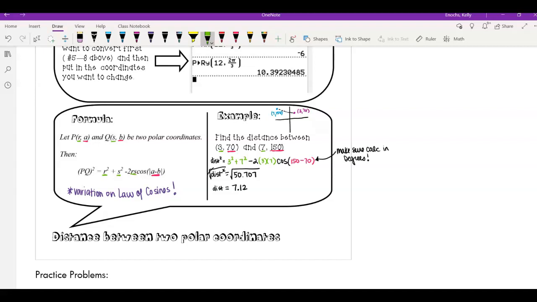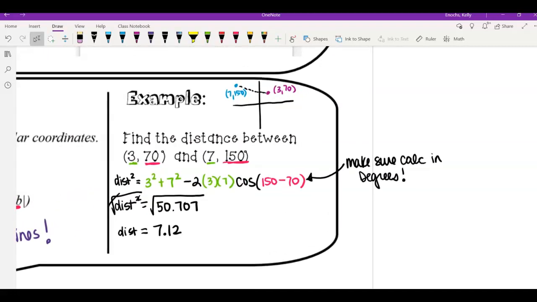So we're going to go through, and here's our example problem. We have our two R values, and then 70 and 150 would be our two theta values. Plugging those in, I get the distance squared is 3 squared plus 7 squared minus 2 times 3 times 7 times the cosine of 150 minus 70. Again, make sure your calculator is in degrees when you type in this part. Type that whole thing in, and you get 50.707. Because it's the distance squared, we have to take the square root of both sides. That will give us the distance. So we're going to take the square root of 50.707, and I get 7.12. Remember, we don't need to worry about our negative values here because negative distance doesn't exist. So only positive distance there.